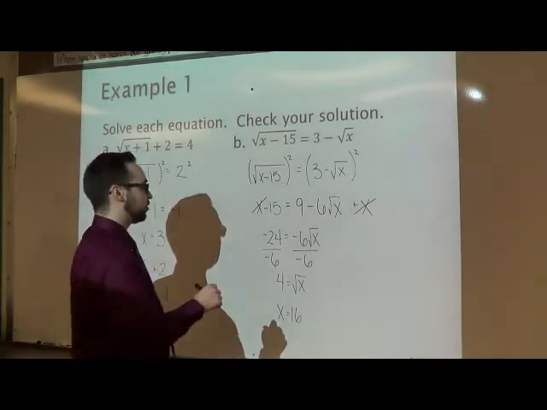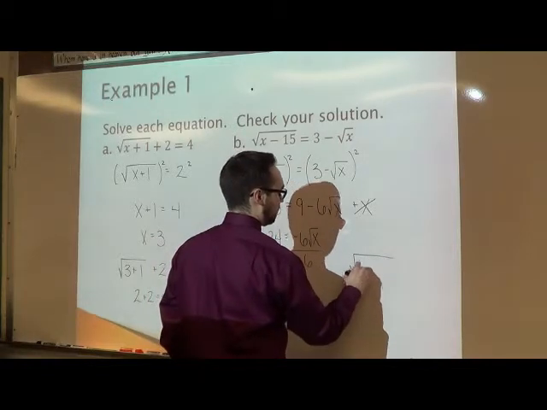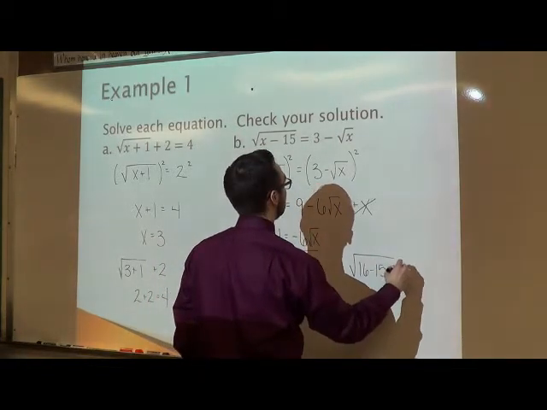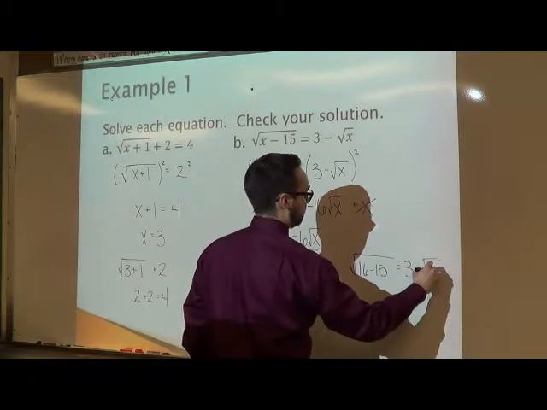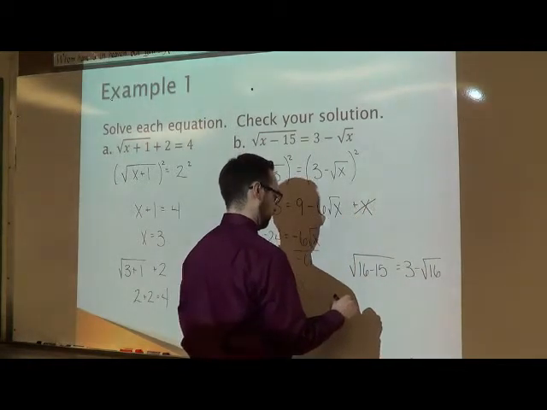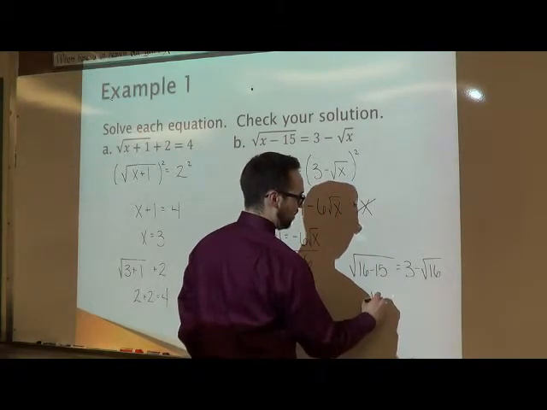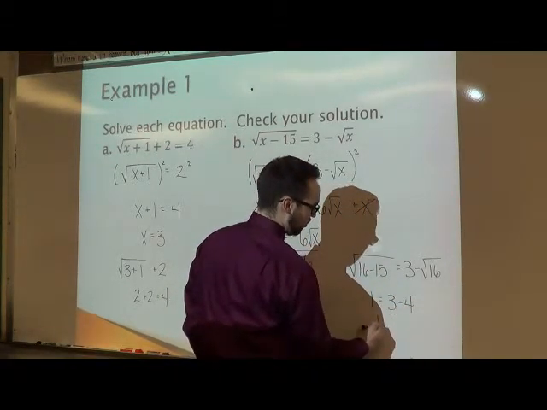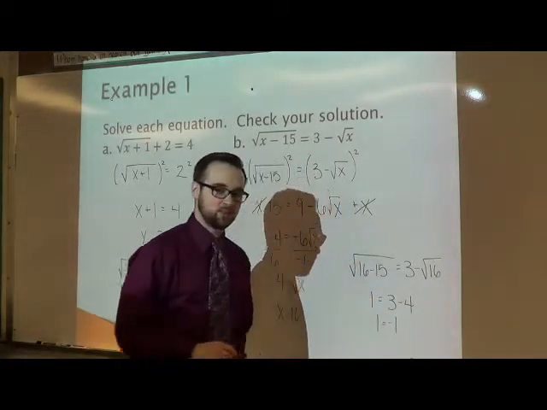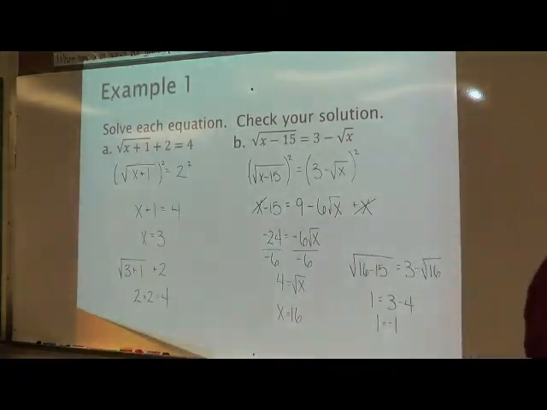If I go back and check my solution, the square root of 16 minus 15 should be equal to 3 minus the square root of 16. Over here we end up with 1, which should be equal to 3 minus 4. 1 is not equal to negative 1, so for this one in particular, we end up with an extraneous solution because one side does not equal the other side. That's how you can identify it, and that's why it's important to check your solutions so that you know you're getting correct solutions.